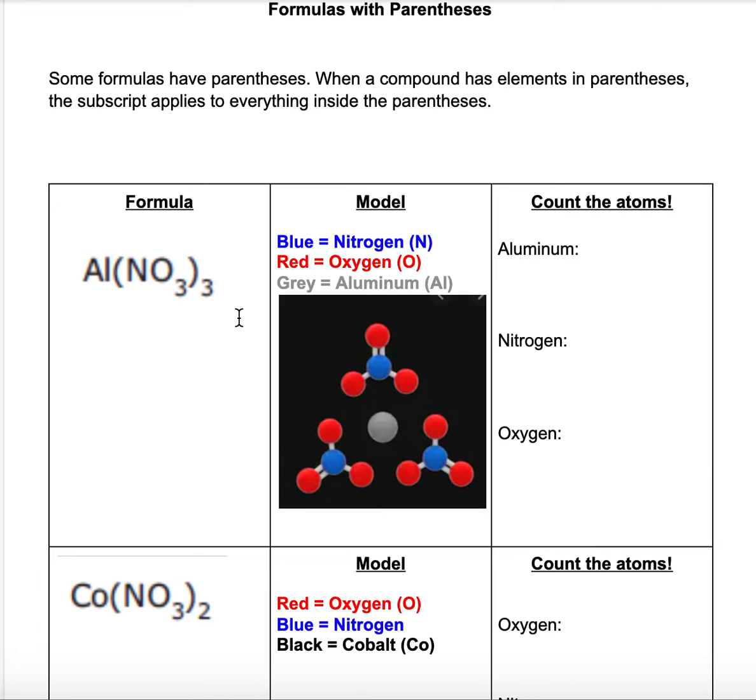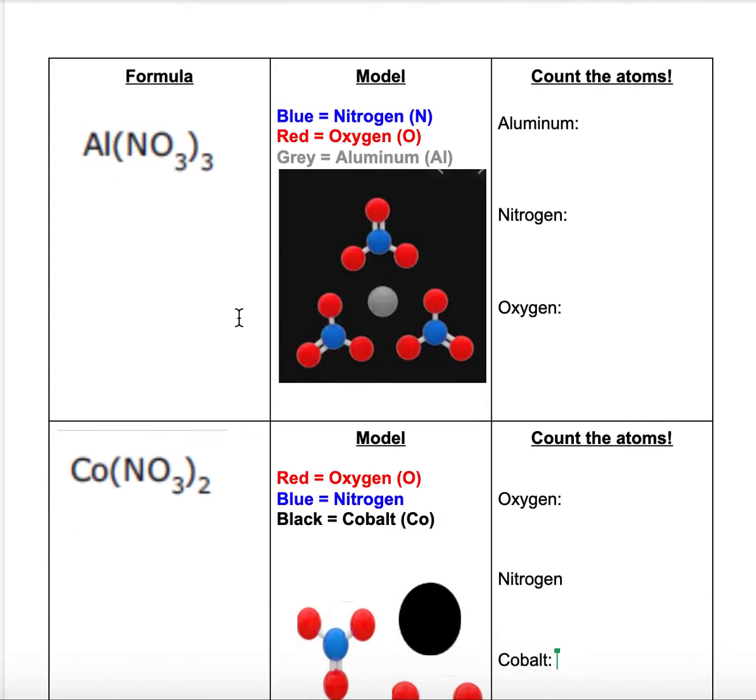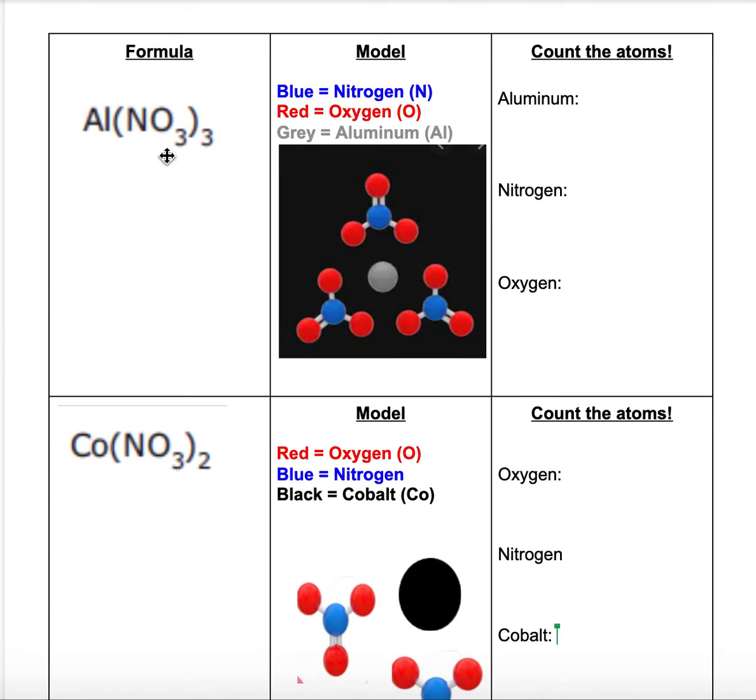When a compound has elements in parentheses, the subscript applies to everything inside the parentheses. So let's explore this and see how it looks, all right? This formula we just start with is Al(NO3)3. Aluminum is out in front of the parentheses. Nitrogen and oxygen are inside the parentheses. So let's start with aluminum, all right?